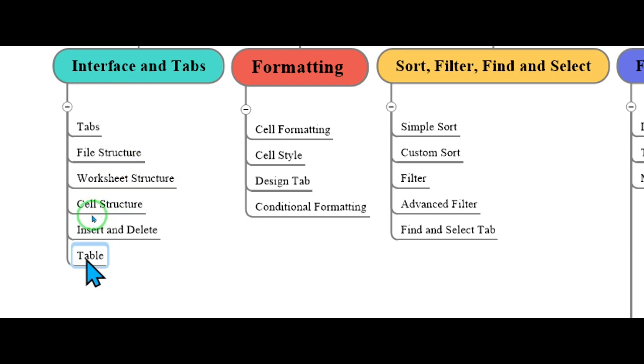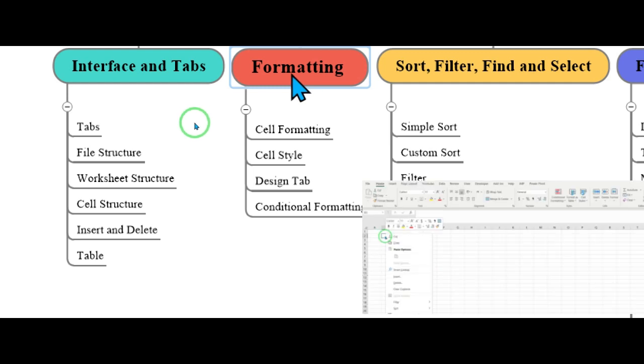And another important topic is table. What is a table in Microsoft Excel? How can you create it? Because a lot of options that you have in Microsoft Excel work based on the table. The other thing which is important in Microsoft Excel, and we consider a separate category, is formatting.